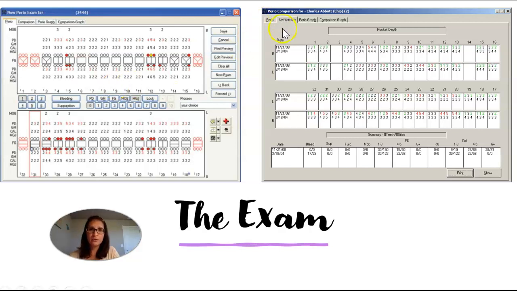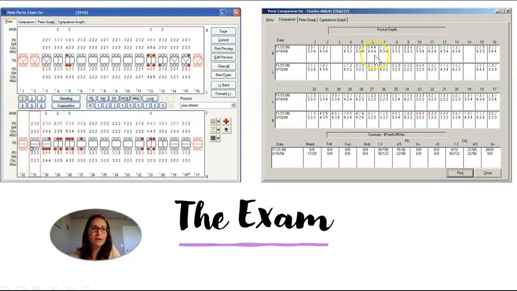We can also do comparisons, either in graph form or in a list form like this. This helps to let the patient know what their progress is and how they're doing at home. We can say, okay, Mr. Abbott, on this day we had pocket depths of this, and it looks like now that you came back, there have been vast improvements in those areas. What you're doing at home is really working, so you need to keep it up.